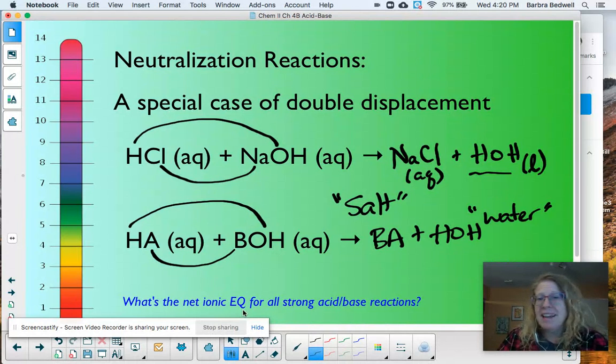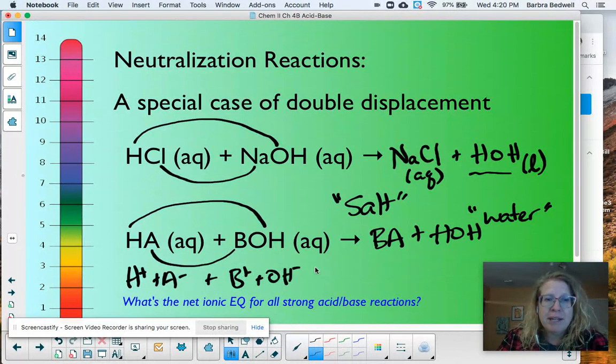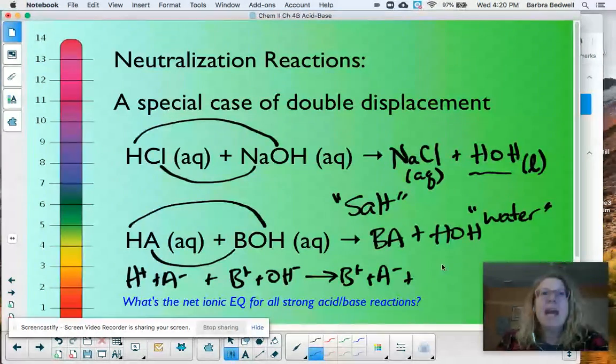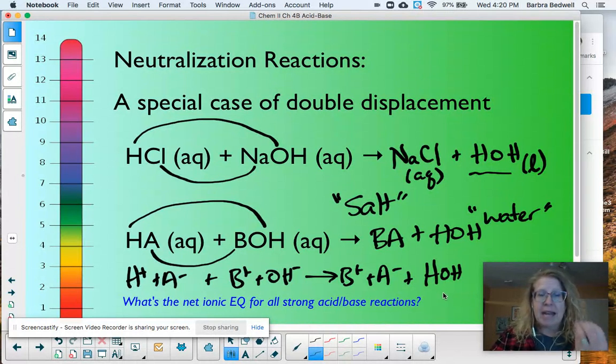If we take a look at the net ionic equation for this, by the way, remember that this is H+ and A-, and we've got B+ and OH-, and they combine to form a salt, B+ and A-, and liquid water. Now, liquid water is molecular. It stays together. It is that product that actually drives this reaction. So it does not get separated out.